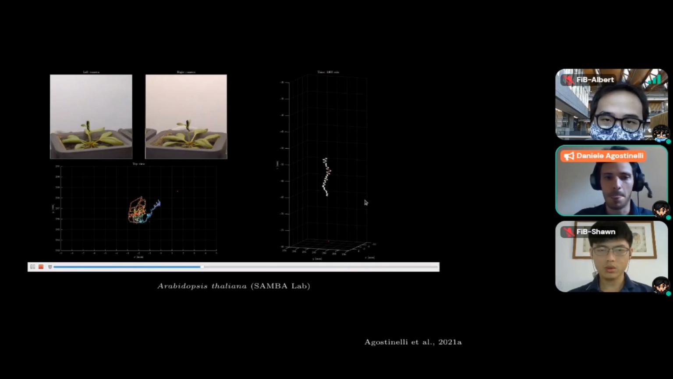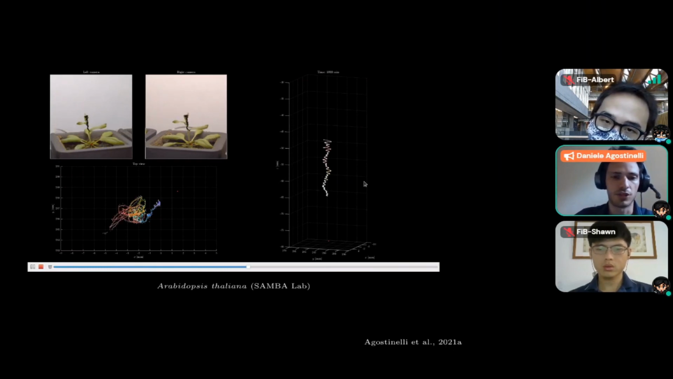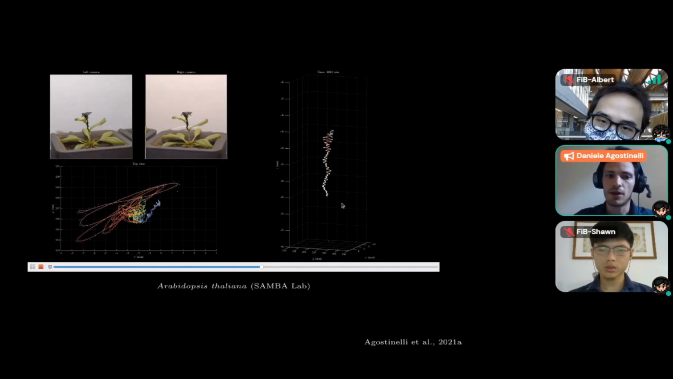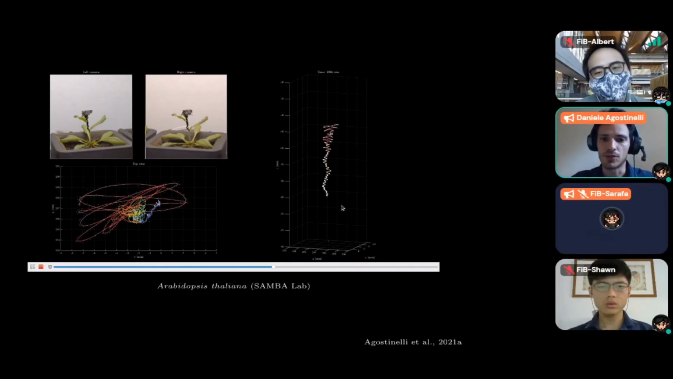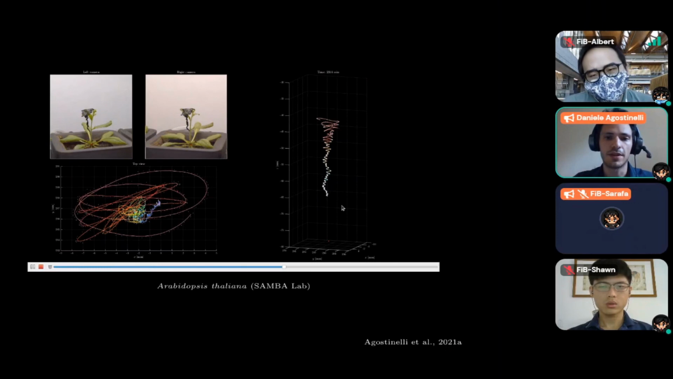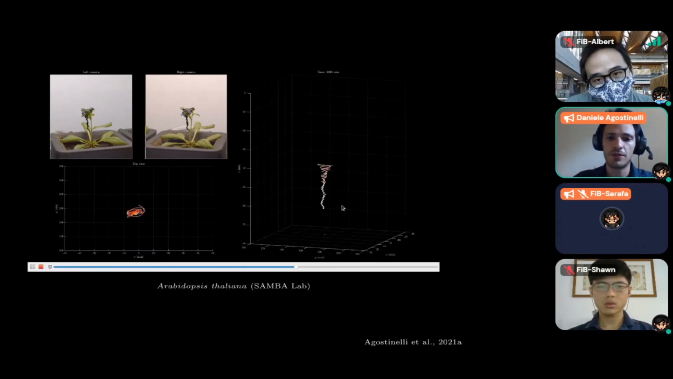Anyway, here on the bottom left, you see the projection on the horizontal plane of this three-dimensional trajectory. And now it's very interesting to notice that also in this experiment, we observe a transition from a first regime in which oscillations are very small to a later regime in which oscillations grow in amplitude.